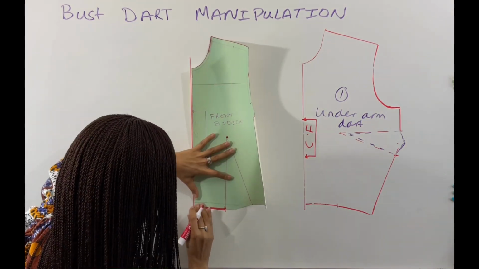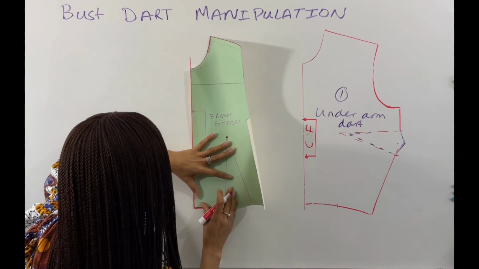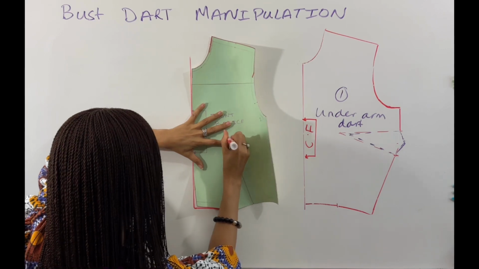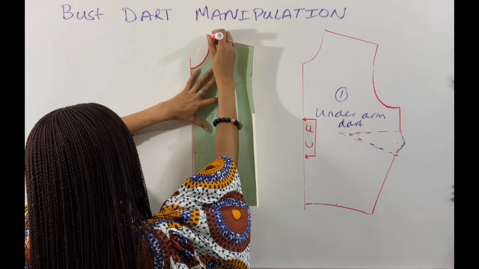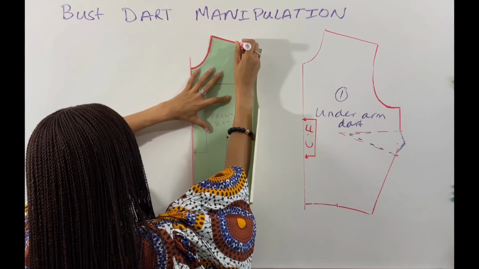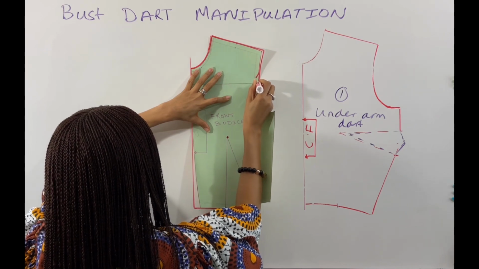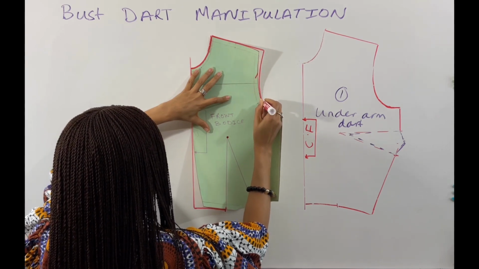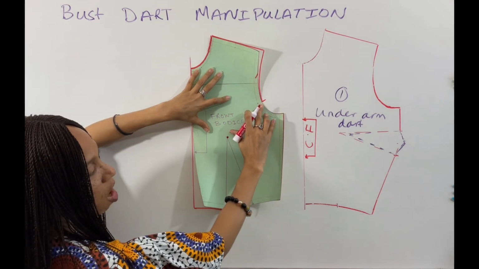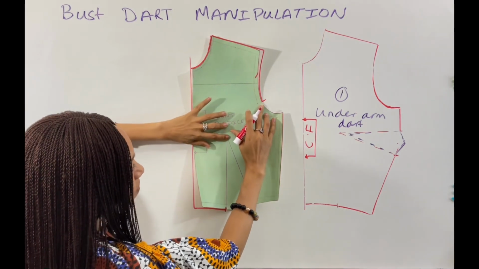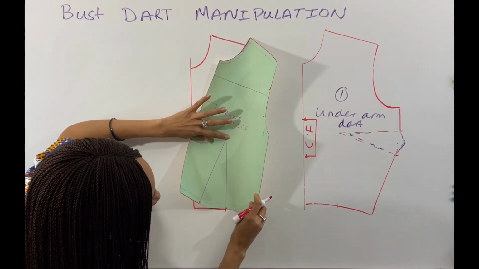You're going to trace from the center front along the waist to the dart opening. Make sure you put the point there for your dart, and then you are going to trace along the neckline, along the shoulders. You're going to come down also to that mark that you have at the armhole, and then you are going to pivot. So I'm going to pivot and close my dart.